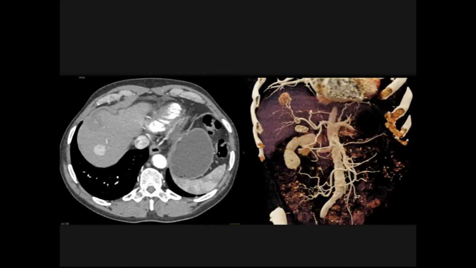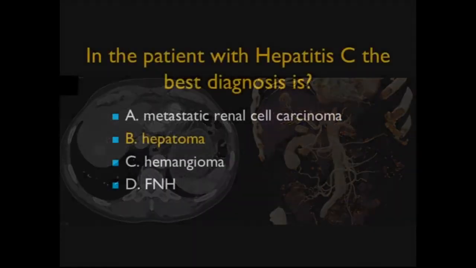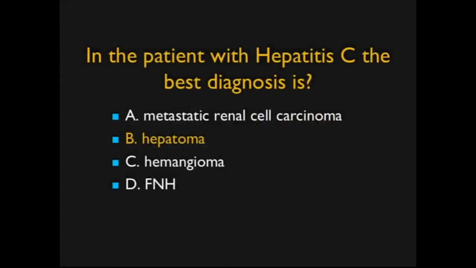This is not the appearance of a hemangioma, which typically has puddling. This is not the appearance of focal nodular hyperplasia. And this could be metastatic renal cell carcinoma in theory, but usually with the Mets, you don't see the feeding vessels, you see multiple lesions, and I already told you it's hepatitis C, which was a great hint. So hepatoma is the correct answer.